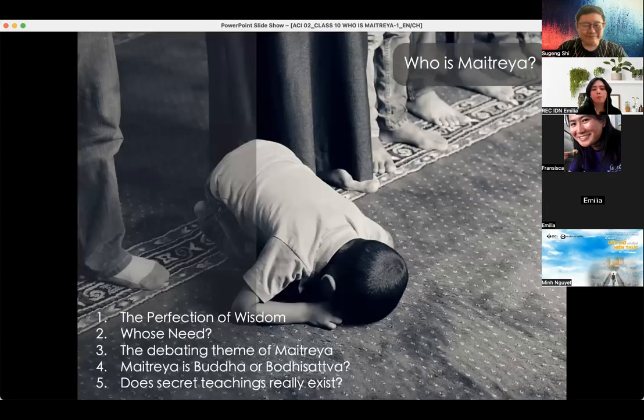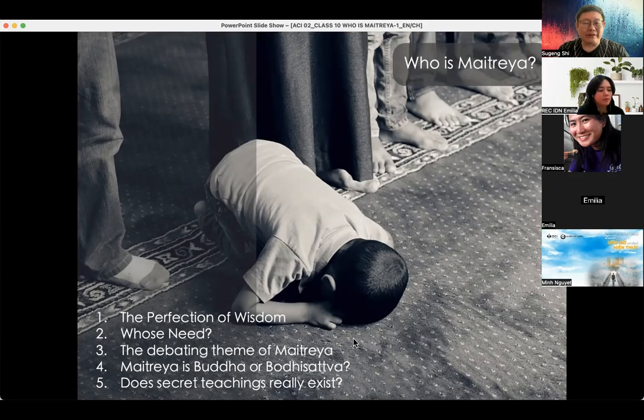So we talk about the perfection of wisdom itself, the source of why we are discussing Lord Maitreya. And the debate is basically on whose needs, what needs does Maitreya have when he taught the commentary of this perfection of wisdom, right? And then we go through the theme, and then they are debating whether Maitreya is a Buddha or a Bodhisattva. And finally, whether the secret teachings really exist.